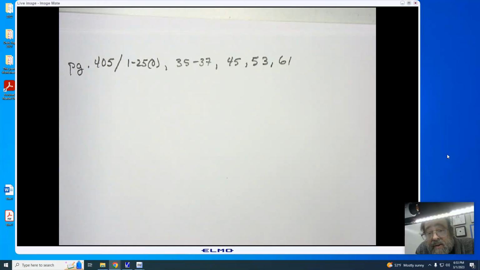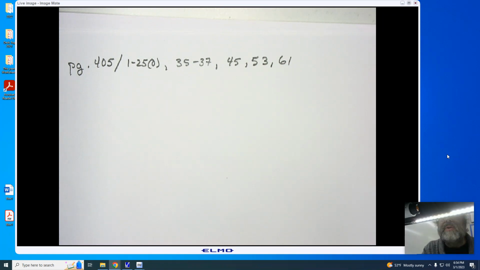We're going to be working on assignment number, I believe it's 10. This is found on page 405, numbers 1 through 25, odds only, then 35 through 37, 45, 53, and 61. Please be aware, in part 1, I'm only working on page 405, numbers 1 through 25, odds only, and I will only be doing the first 17. The remaining problems I'm going to leave for you to try and do on your own.